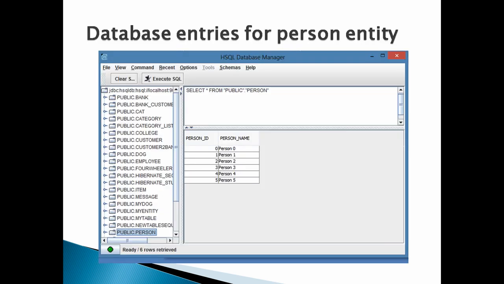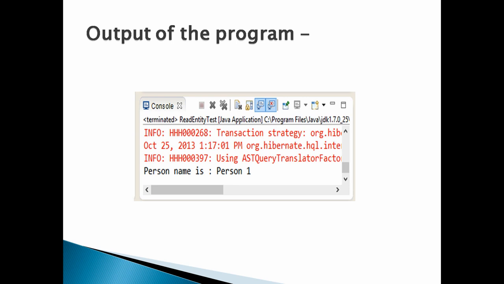Moving ahead. Let's say we have a few database entries for the Person table as shown in the figure. Moving ahead. After running the test class successfully, it outputs a person name on the console as person1. So friends, this is how we can find a Java entity by its primary key in Hibernate using JPA. So friends, go through this video 2 to 3 times so that the concept of finding a Java entity by its primary key in Hibernate using JPA gets more clear to you.